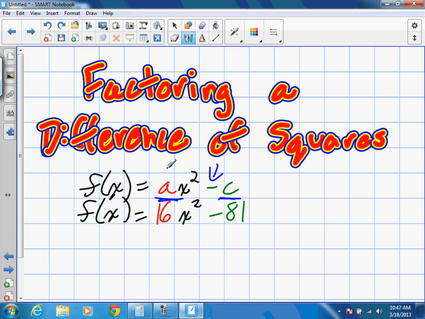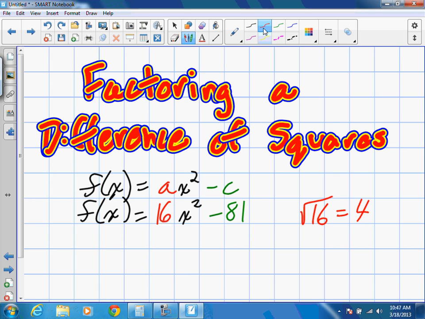And we must be able to find the square root of the first and last term. Okay? So we're going to test those out. We're going to see if we can find the square root of our a value here, which is 16. Is there a perfect square to 16? 4. Okay? And is there a square or perfect square to 81? 9. Excellent.